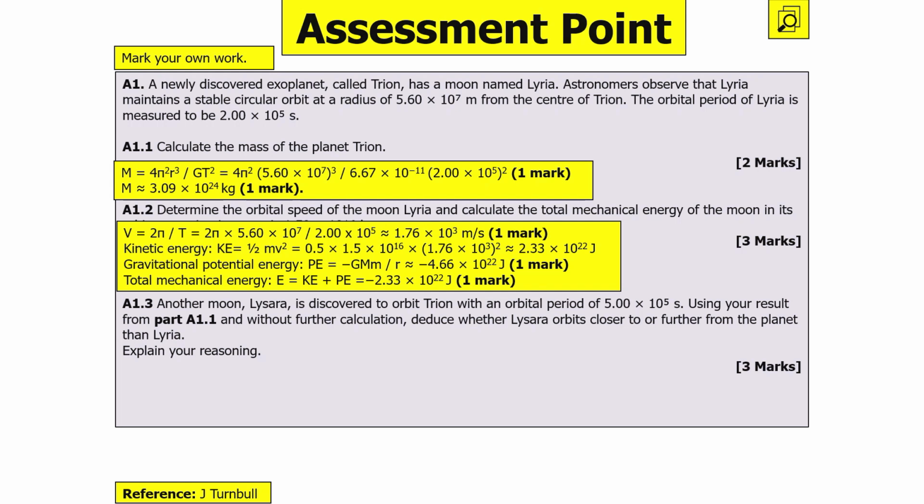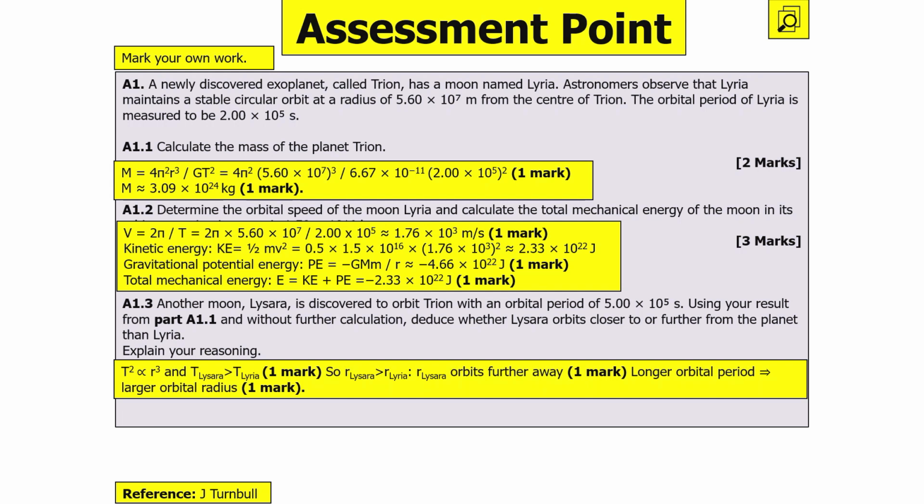Now, we know from Kepler's law that T squared is directly proportional to r cubed. So we know that the T of Lysara is greater than the T of Lyraea. So that indicates to us that the radius of orbit for Lysara must be greater than the radius of orbit for Lyraea. So this tells us that Lysara orbits further away. So the longer orbital period has led from our larger orbital radius.